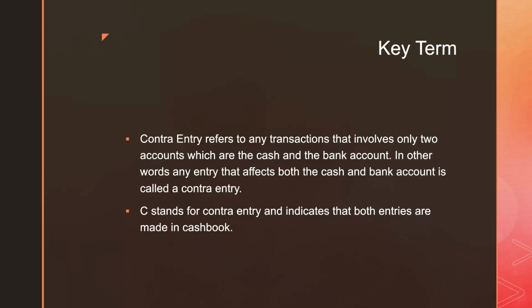Now that transaction only affects your cash book, so you cannot find it in any other journal. So you refer to it as a contra entry. So C stands for contra entry and indicates that both entries are made in the cash book.